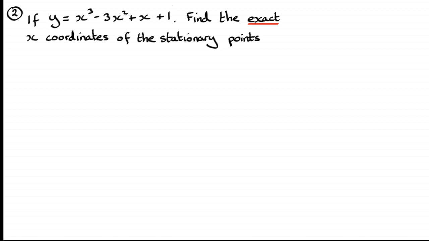Just to give you some guidelines. At stationary points, you should have passed this bit, the curve has 0 gradient. It's flat. So you're going to need to differentiate our equation with respect to x and set dy by dx equal to 0. Solve that equation and that will give you the x coordinates of the point.